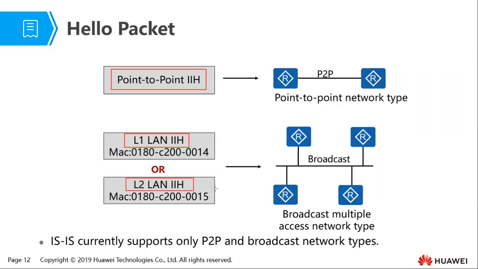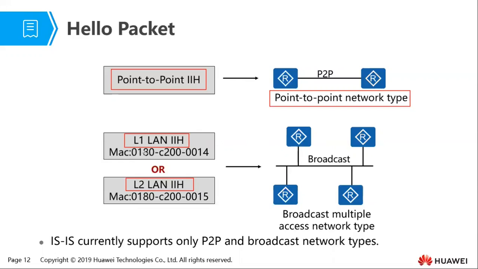in IS-IS networks. Now, point-to-point IIH can only be used in point-to-point networks. Then level 1 LAN IIH can only be supported in a broadcast network in a level 1 area, while level 2 LAN IIH can only be supported in a broadcast level 2 area.